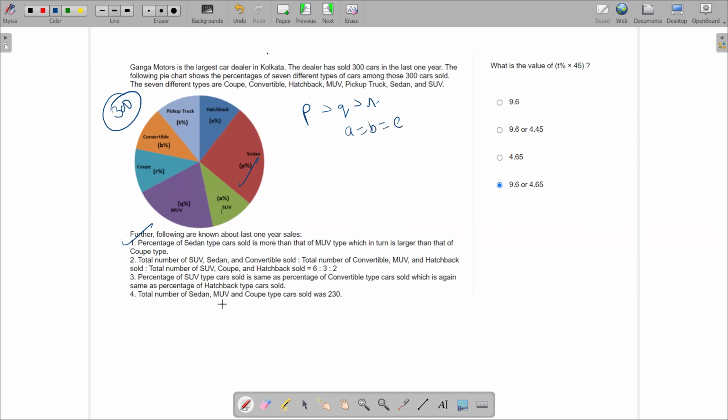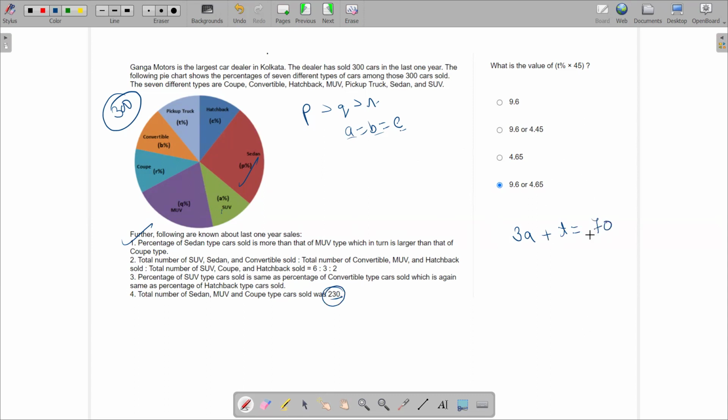Now the total number of sedan, MUV and coupe is 230. What does it mean? It means that the remaining cars are A, B, C and T. So we can write 3A, since A equal to B equal to C, plus T equal to 300 minus 230. So we can write this as 70.